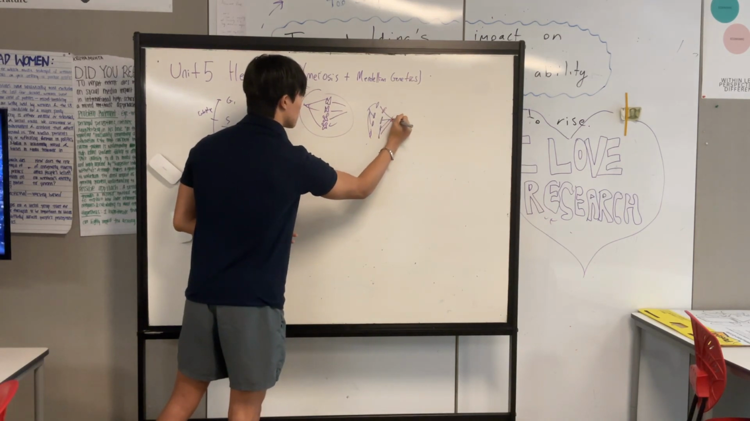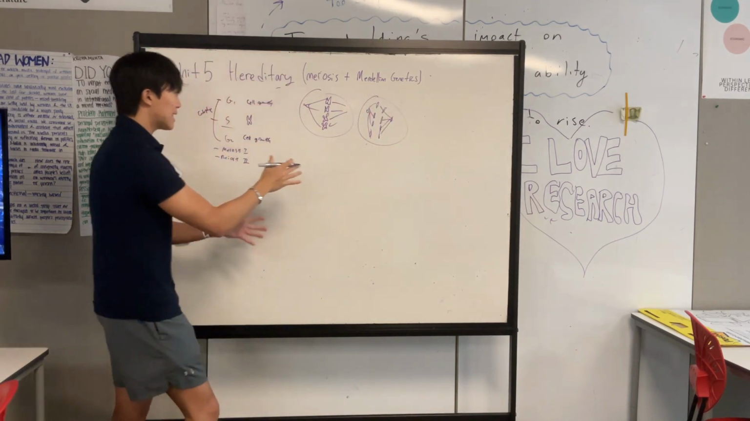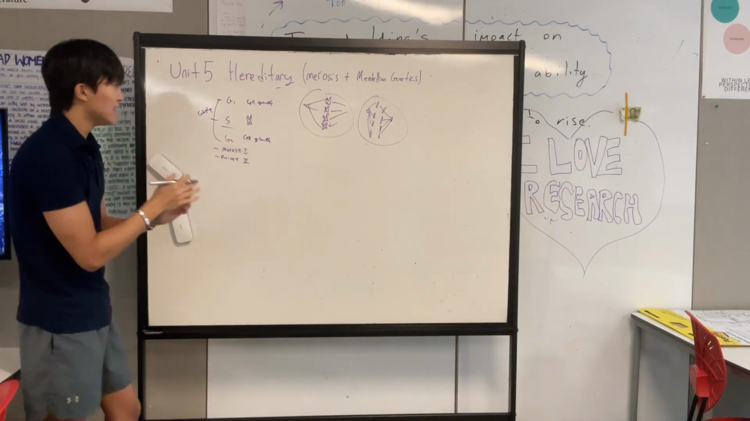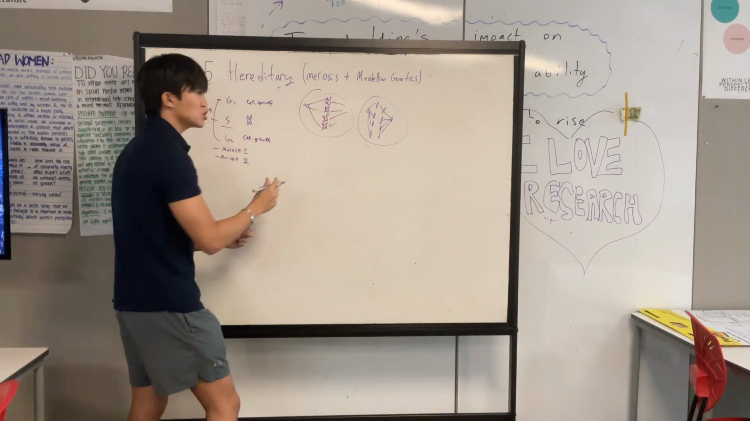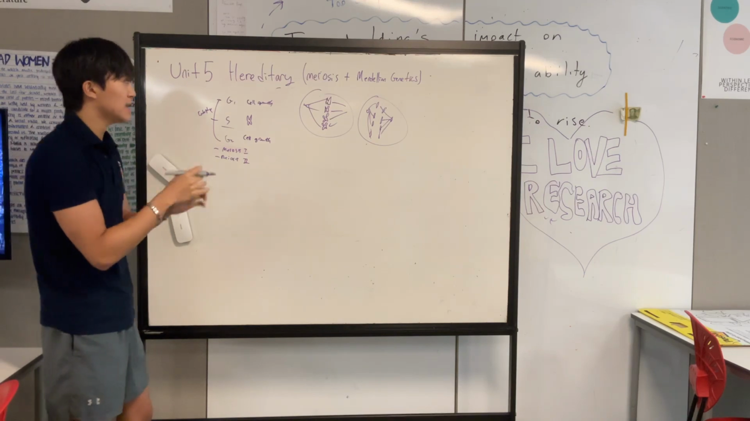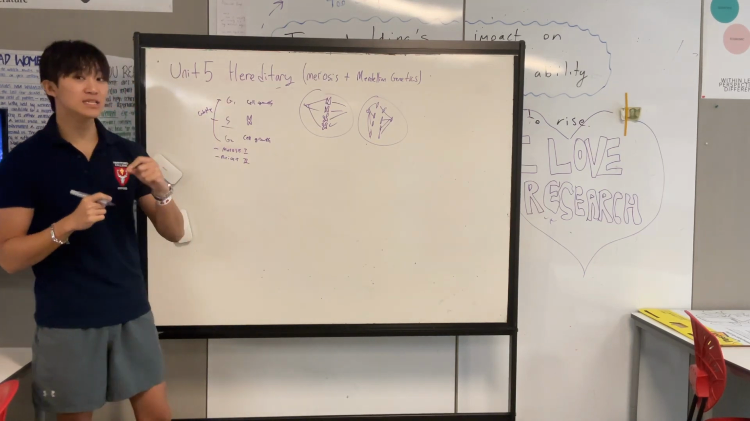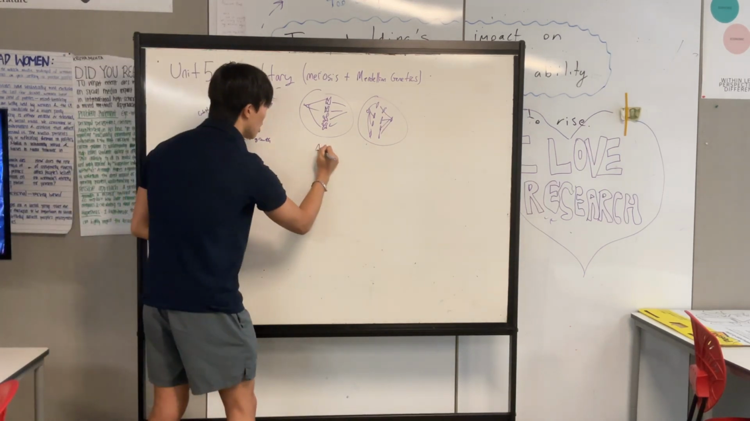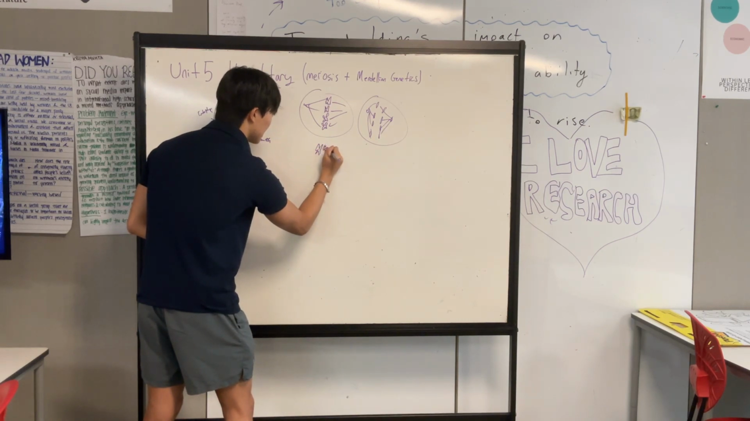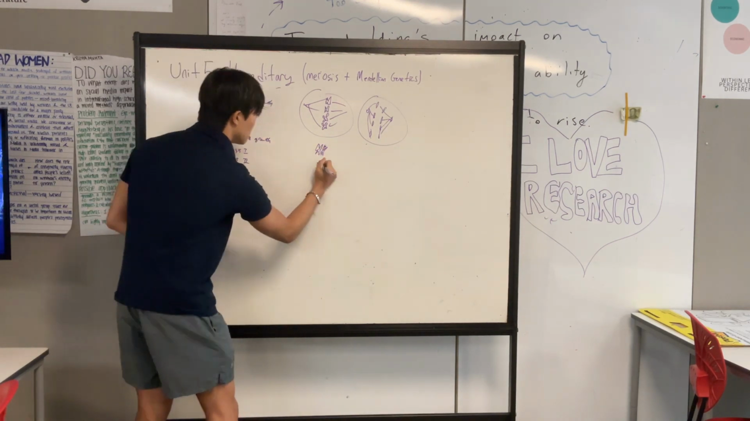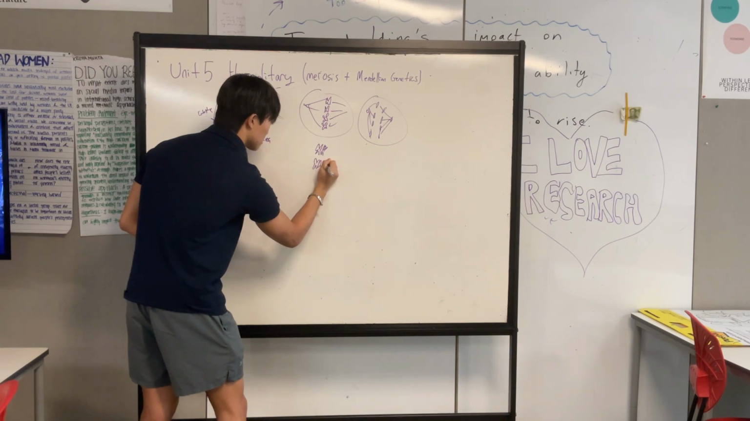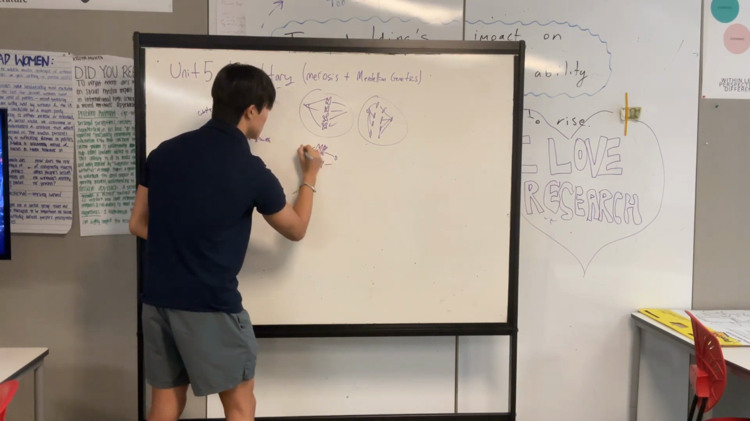Right? Now in meiosis 1, instead of all of the chromosomes lining up individually, each chromosome will find its partner and line up in the middle with its partner like this. Like this. Do you see the difference?